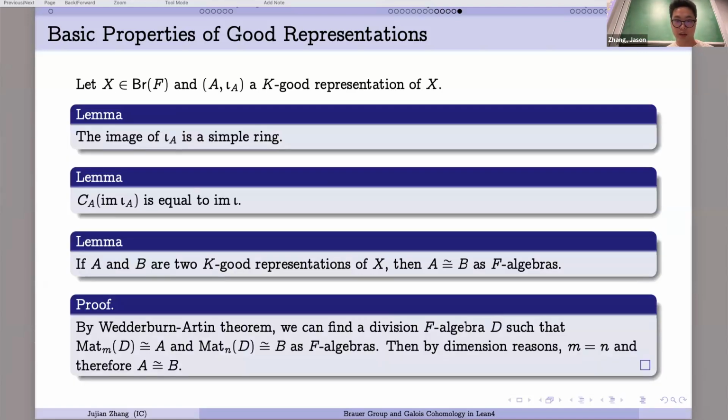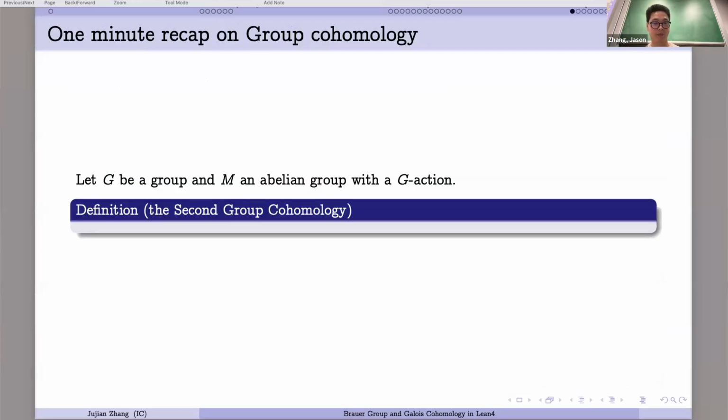And in some sense, good representations are unique because if A and B are two good representations, then A and B are isomorphic F-algebras. This is because by the Wedderburn-Artin theorem again, we can find a common division algebra D such that A and B are matrix algebras over D. Then because the dimensions of A and B are known, M must be equal to N, so A must be the same as B.